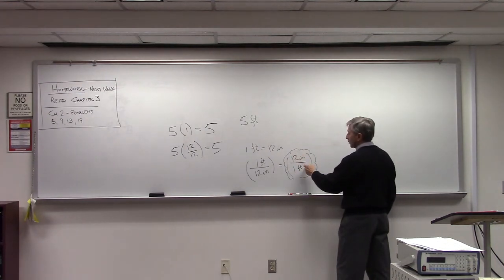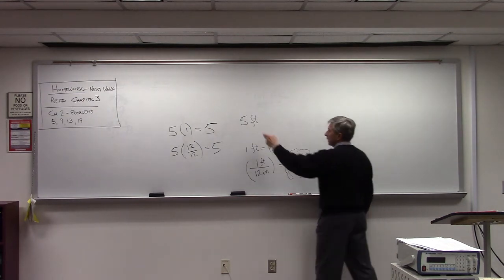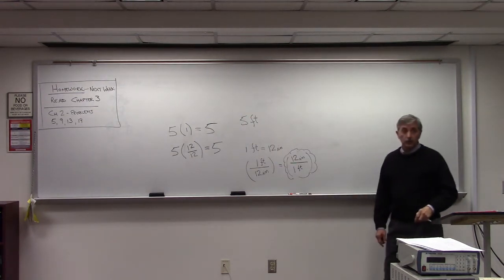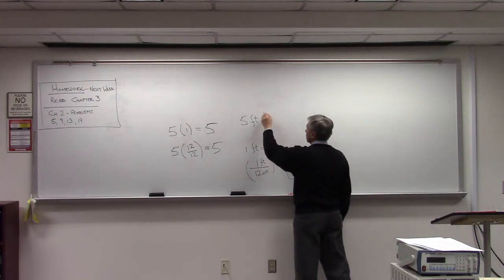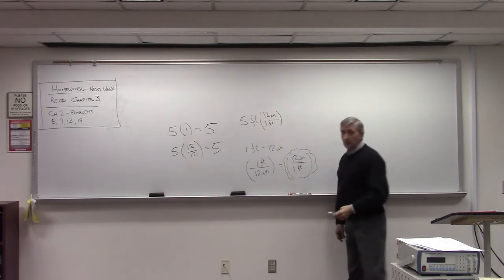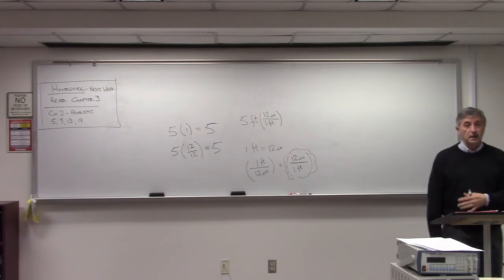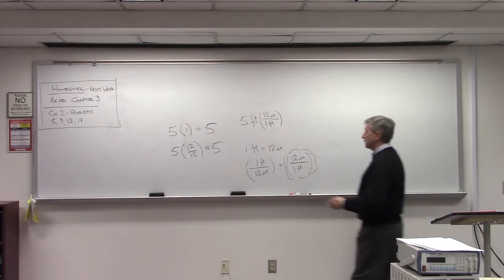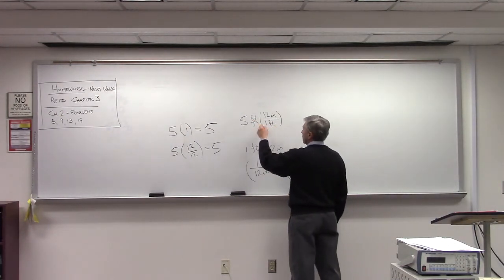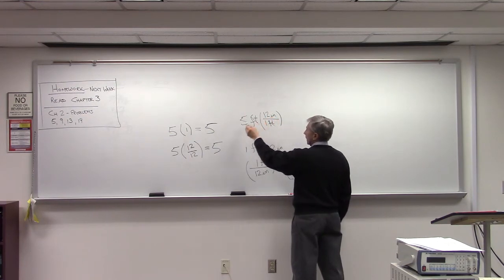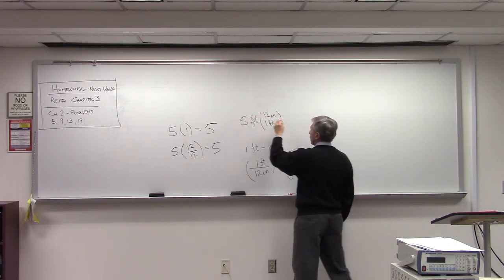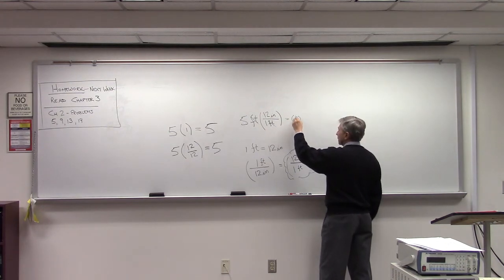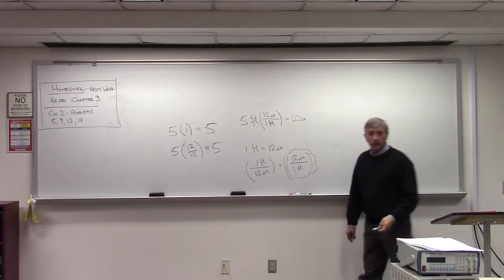And I'm going to do it this way because my feet will cancel. I have a foot in the denominator, but here I have a foot in the numerator. All right? So I'm going to multiply this times 12 inches over 1 foot. And I'm going to cancel the dimensions just as I would a number. In this case, my feet cancel. The only thing left is inches. And I multiply 5 times 12, and I get 60 inches. All right?